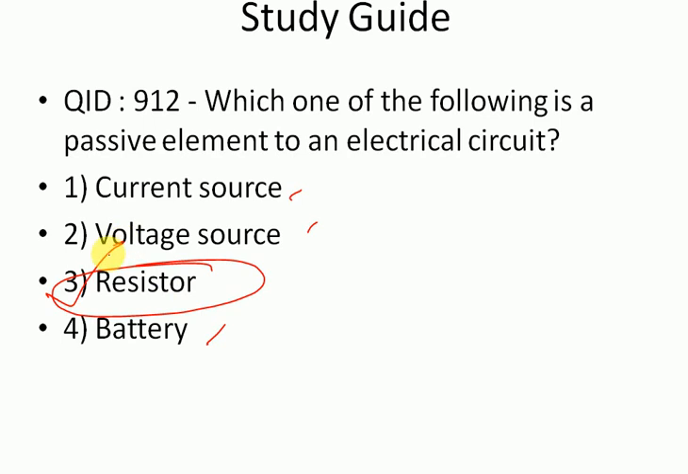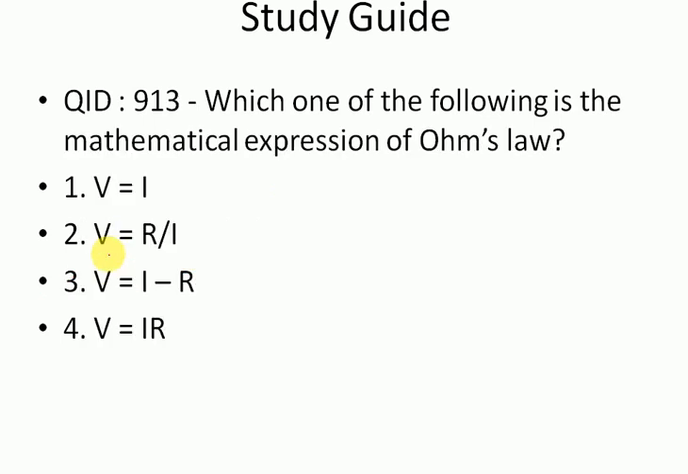Okay, moving to the next point. Which one of the following is the mathematical expression for Ohm's law? That is V equals I into R. V equals I into R is the correct expression. This was a very simple question.